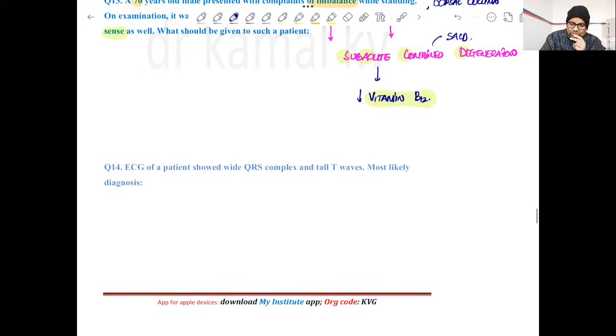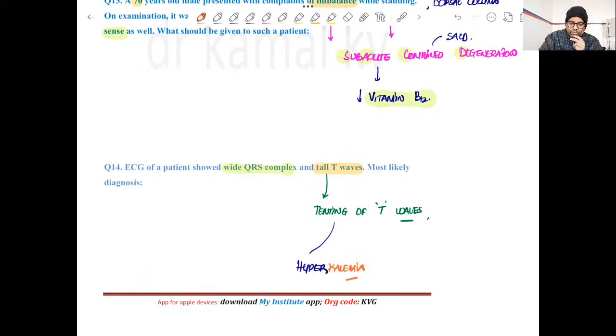Now the ECG of a patient is showing wide QRS complex and tall T waves. The moment you get these words, tall T waves or tenting of T waves, I think there has to be no confusion whatsoever to make your diagnosis of hyperkalemia.